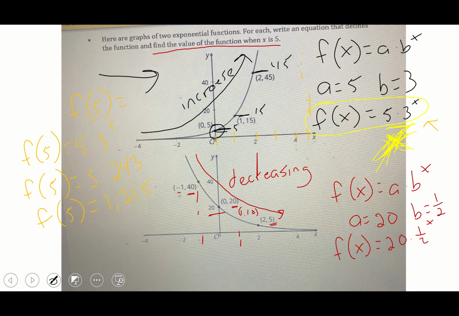I'm not going to show the f of 5 for the second decreasing function. I figure you can do it from here. I really hope this helps. I liked it. I wish you luck.